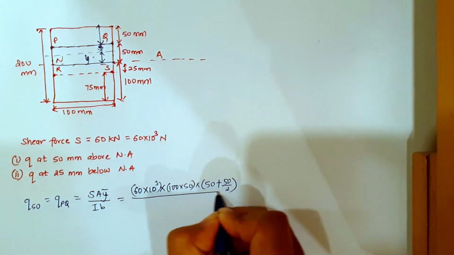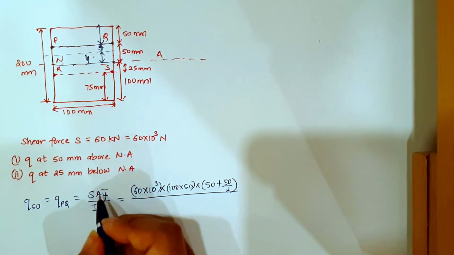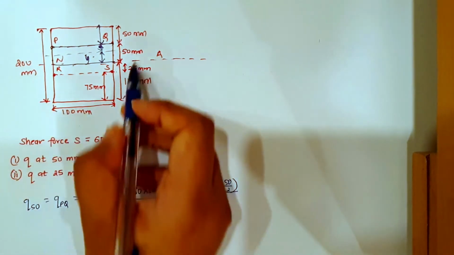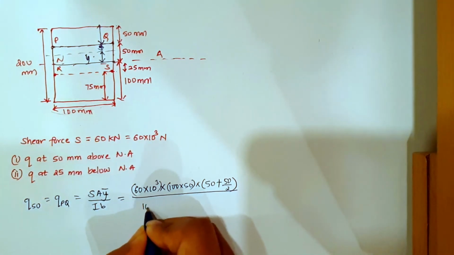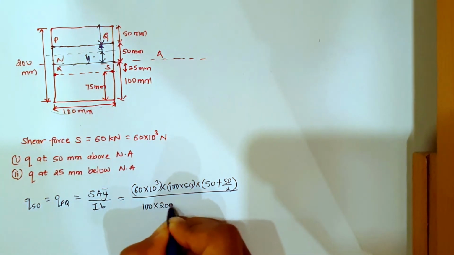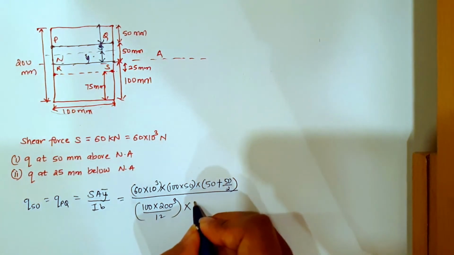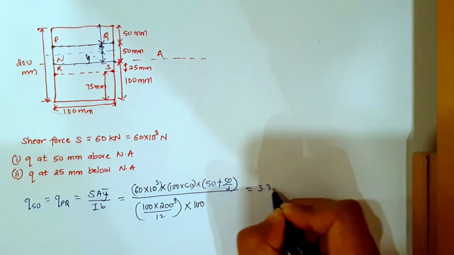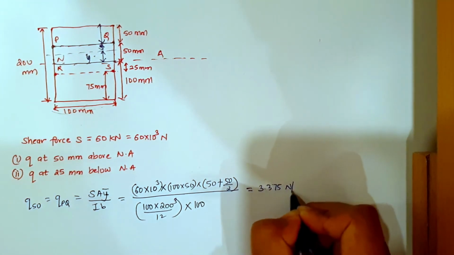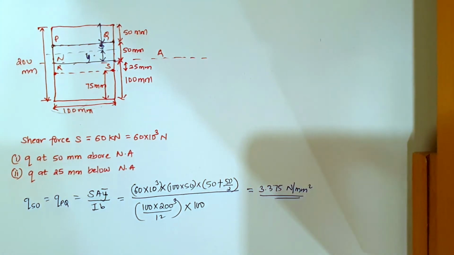Okay, divided by I will be BD cube by 12. So how much is B? You need to see for the total whole section. Now B here is 100 into D is 200 cube by 12 into B is 100. So from here you get 3.375 Newton per mm square. So this is the shear stress at 50 mm above the neutral axis.